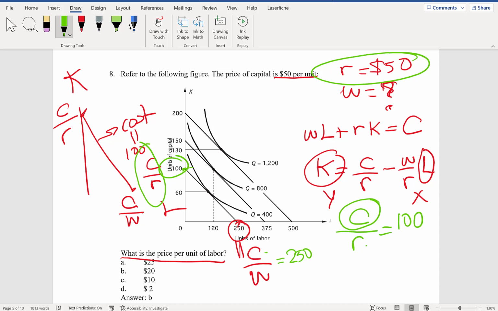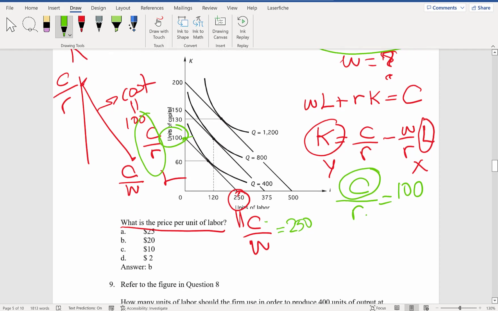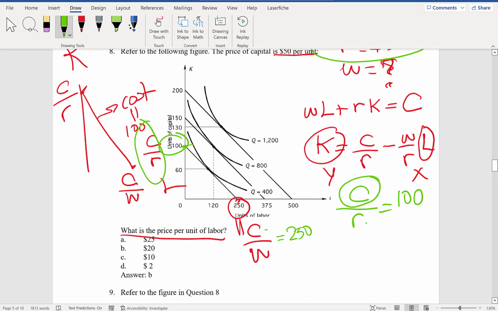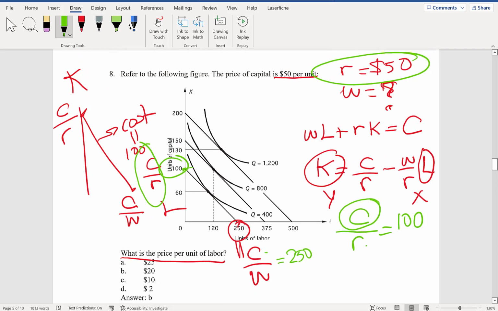I'm just going to use the C I found here, total cost, and get the W information. I'm just solving some equations. So R is 50. C is equal to 100 times R, which is 50. This is $5,000. Okay, total cost is $5,000.